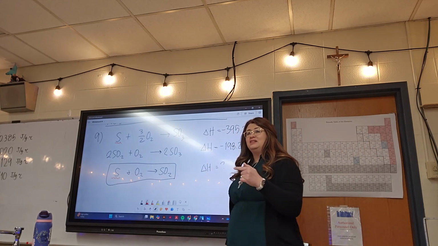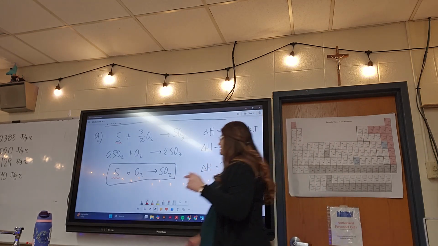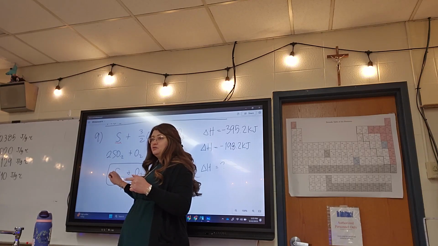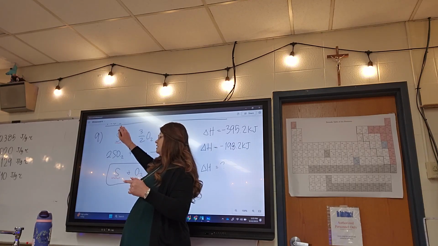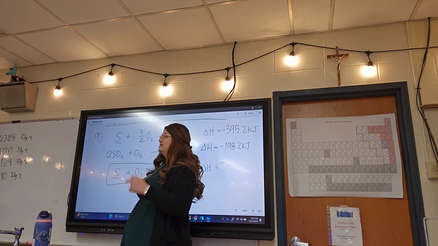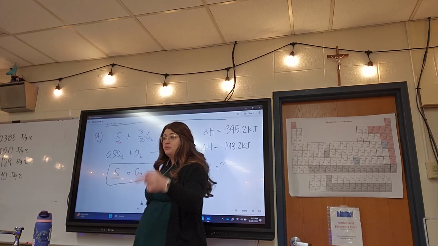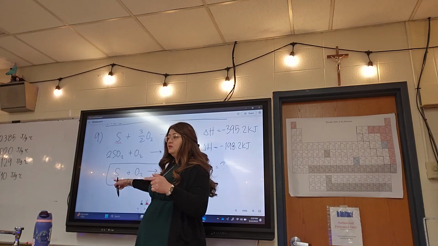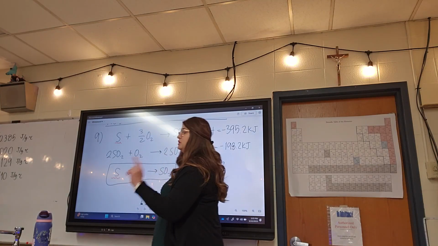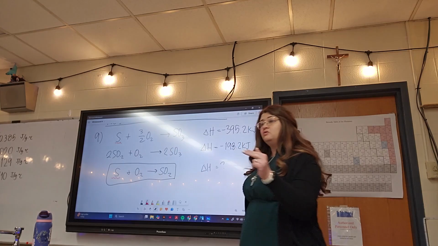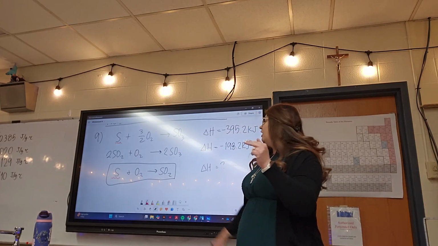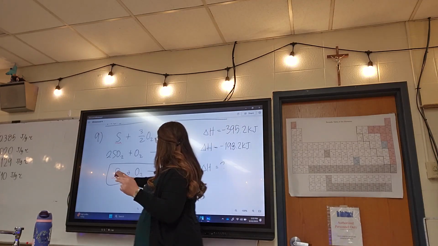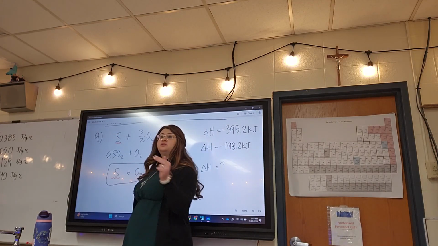The first question is, is this substance in the same place of the reaction in the above reaction? So in other words, are they both reactants? Are they both products? Are they on the same side of the reaction? They are. Okay, so we do nothing. The second question to ask yourself is, are the stoichiometric coefficients the same? Are they? So we do nothing.